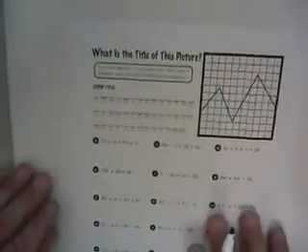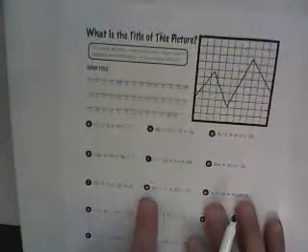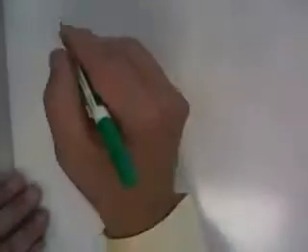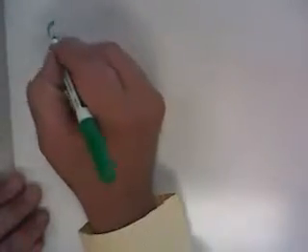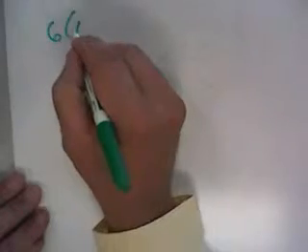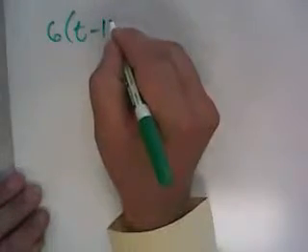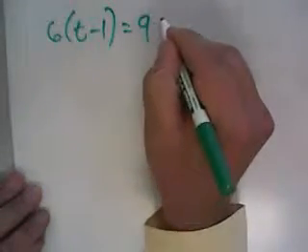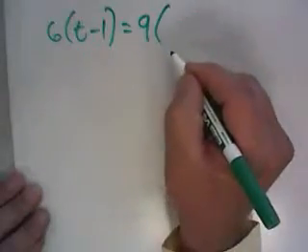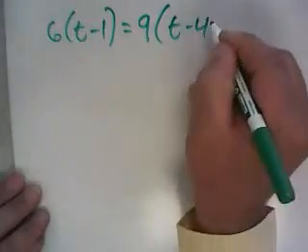But I want to do a couple problems on your worksheet, and the first one I'm going to do is right in the middle of the page, letter W. Letter W looks like this. We have 6 times (t minus 1) equals 9 times (t minus 4).